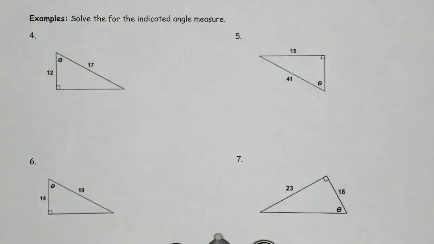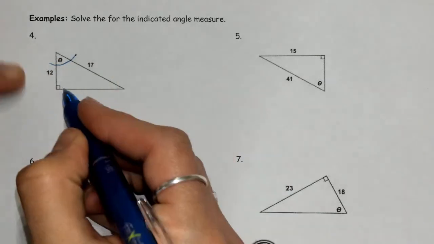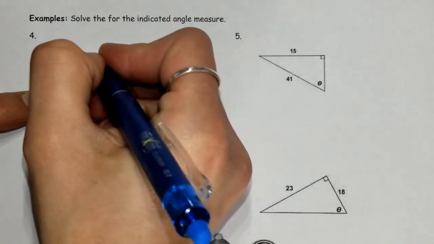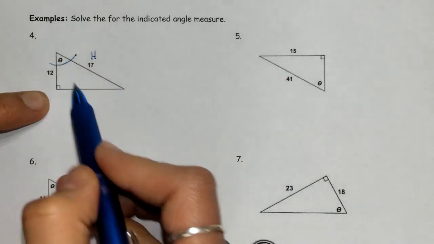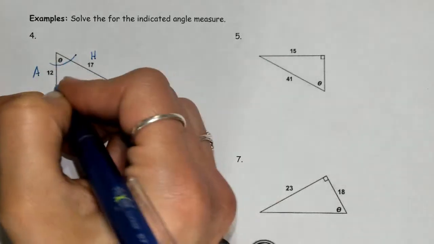Jump straight into it, ladies and gentlemen. All right, number 4, where's our reference angle? Right here. Do I have my h? I do. And then the other side I have is not opposite. It's right next to, adjacent. So we have a and h.